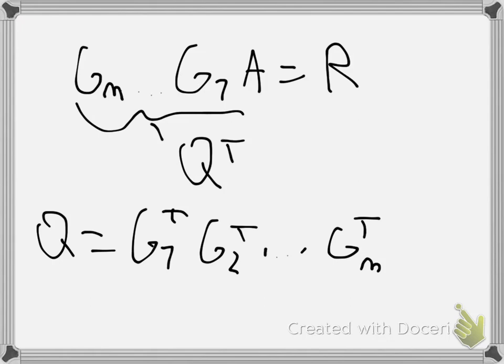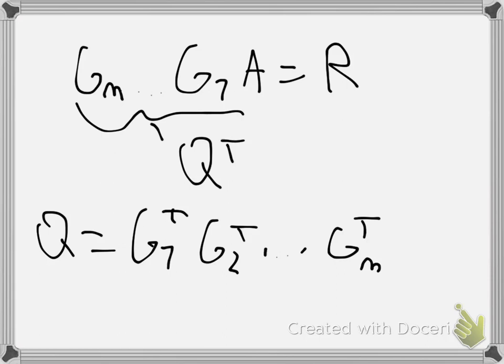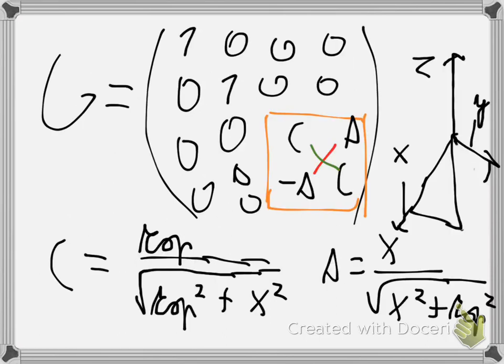And so you apply your Givens rotation and you can get your upper triangle matrix R and your orthogonal matrix Q. Okay. Yeah. So I hope you understand it.